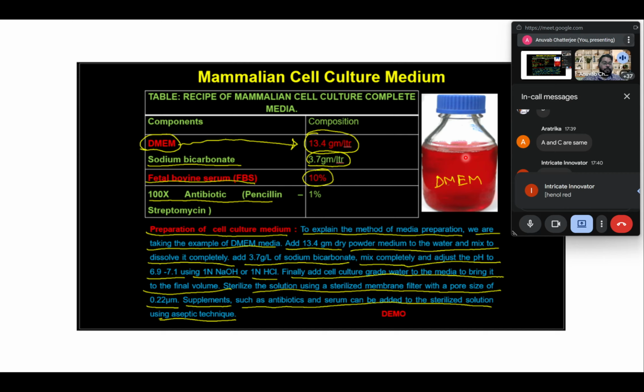But can anyone say why is this red in color? Does anyone know? No, I don't think so. Phenol red, that is actually correct. DMEM has a dye called phenol red, which is an indicator for. So what does the red color mean? Why does it need to be red? What does it tell you? What is it red for? How does it indicate something?